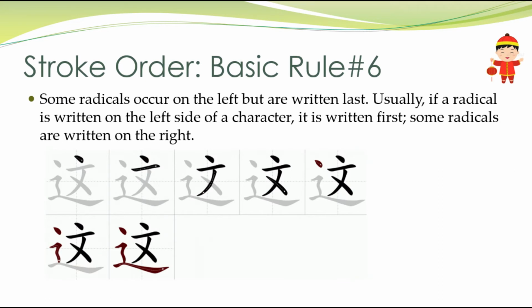Basic rule number 6: some radicals occur on the left, but are written last. Usually, if a radical is written on the left side of a character, it is written first. And some radicals are written on the right. So, yung sa picture, yung radical ay nasa kaliwa, kaso sa dulo siya sinulat.